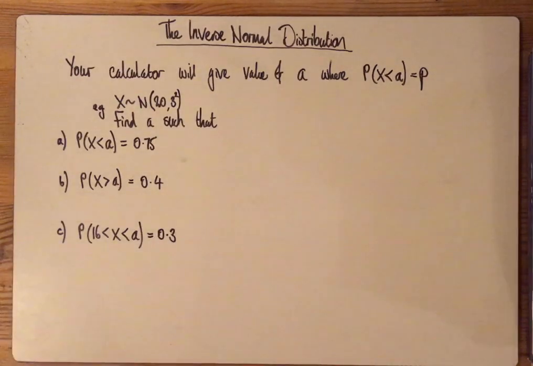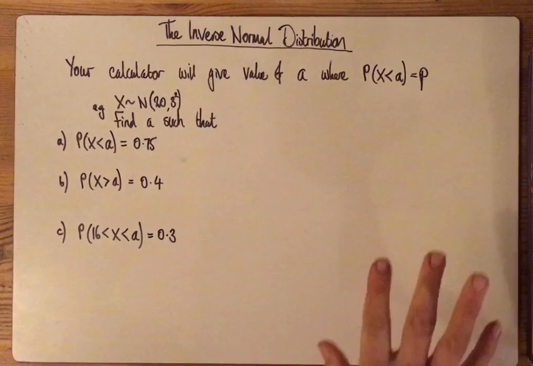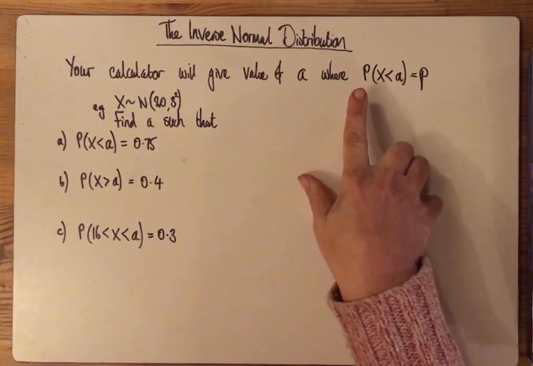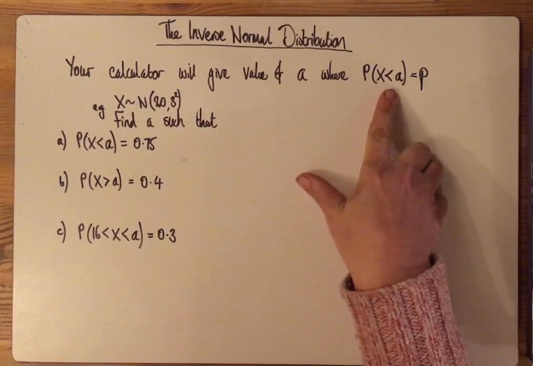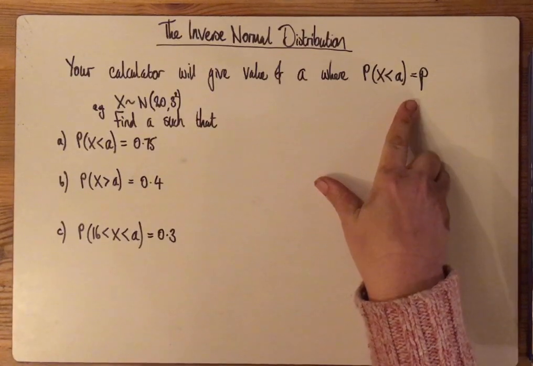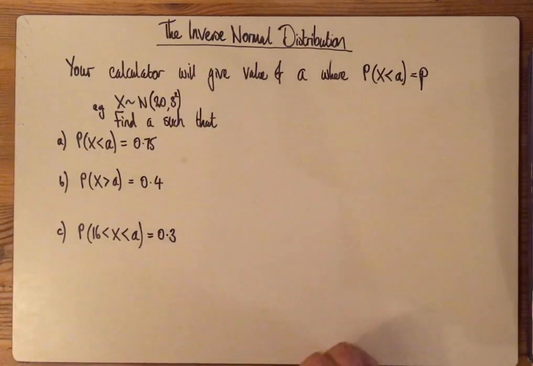Okay, the inverse normal distribution is just doing what it says on the tin. It's taking you back the other way, so you're performing the opposite to what we were doing last lesson. You don't need to know any more than that about it. You'd be pleased to know, but you do need to be able to use your calculator. So your calculator gives you a value A, where the probability of x being less than A is equal to p. So that's a lowercase p for probability.